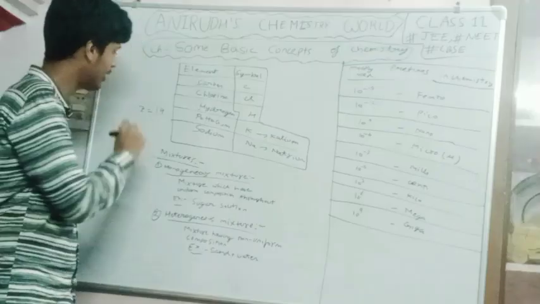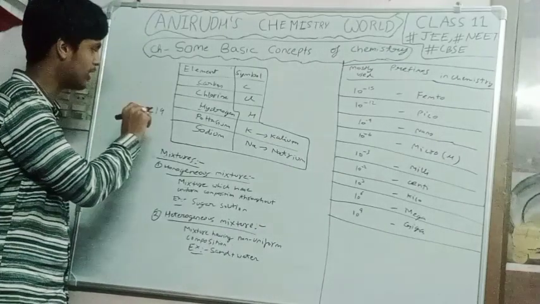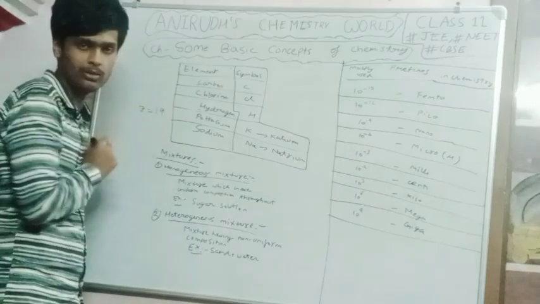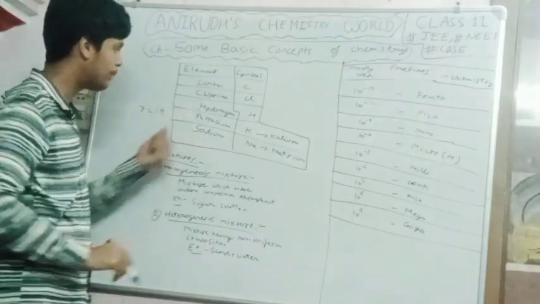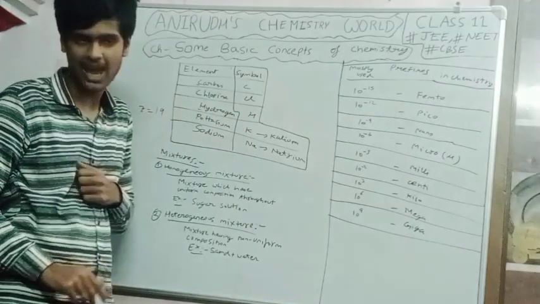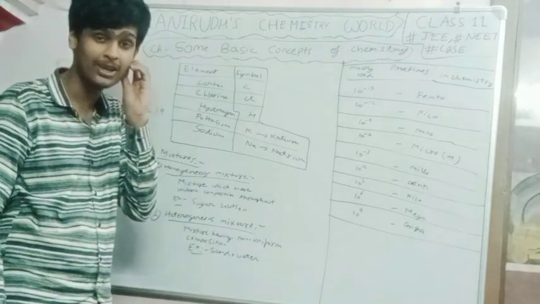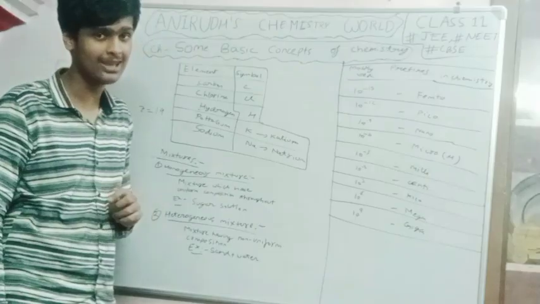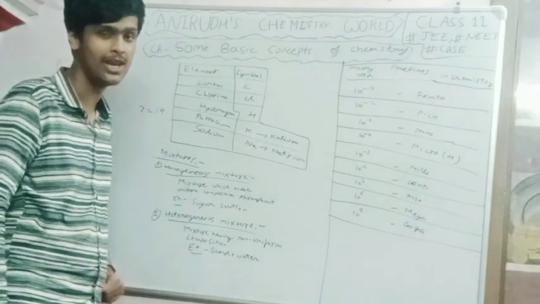You might have known this. And the atomic number of the potassium is 19. And potassium has the symbol K. You might ask me, why is this like that? Why is it only K, not P?